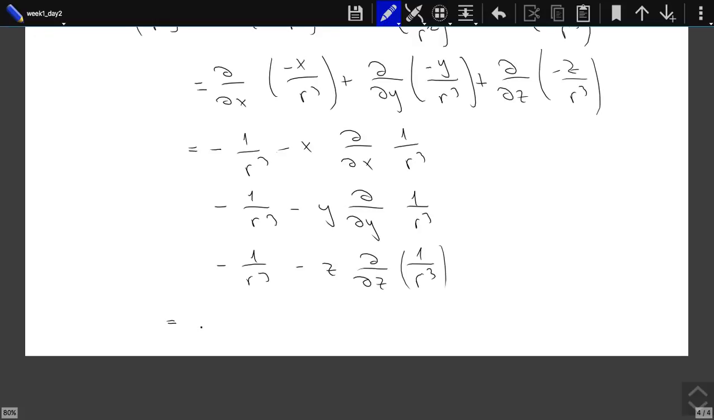This is equal to minus 3 over r cubed minus x times the derivative of 1 over r cubed, which will be minus 3 over r to the 4 times the derivative of r with respect to x. And the derivative of r with respect to x is nothing but x over r.